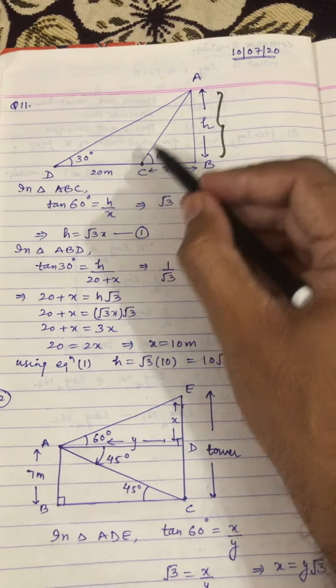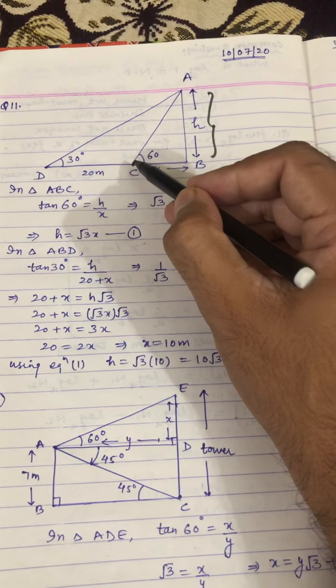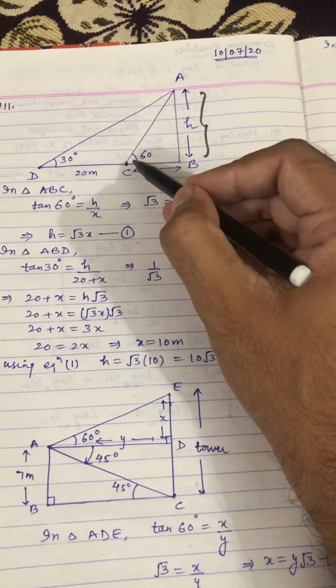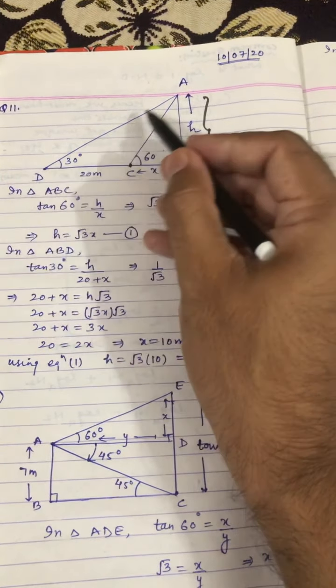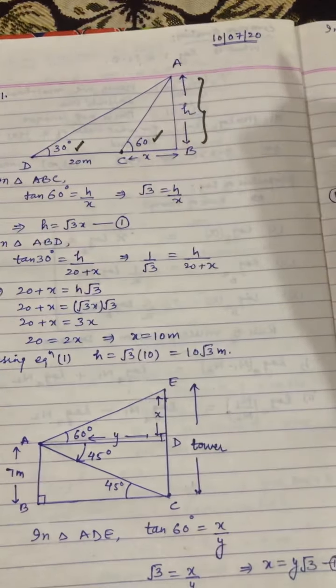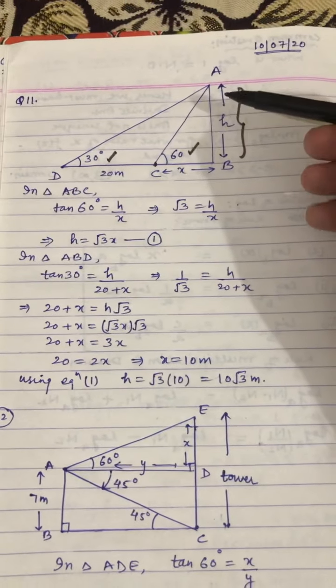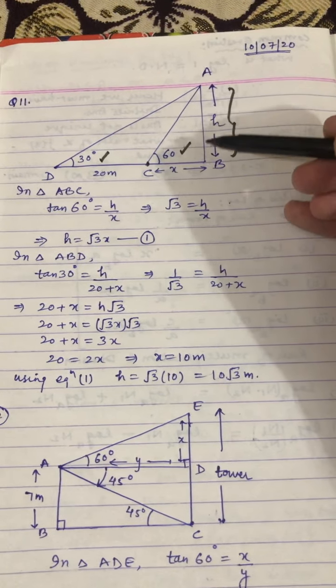The angle of elevation of the top of the tower from this point, which is lying on the opposite side of the canal, is 60 degree. Now, when you move 20 meter further away, the elevation becomes 30 degree. This becomes 30 degree. This is 60 degree. We have to find two things: the height of the tower and the width of the canal. That is, we have to find h as well as x.